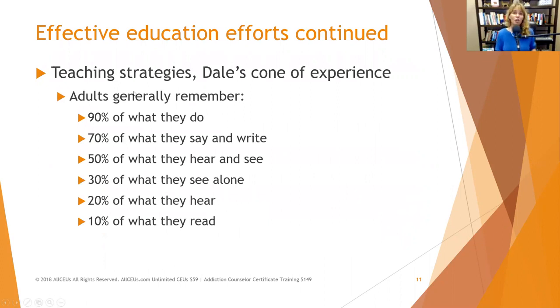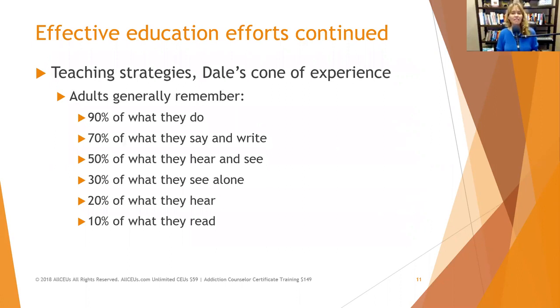Teaching strategies according to Dale's cone of experience, and this is evidently important for you to remember for your test. Adults generally remember 90% of what they do, so we want to have people work with the material. We want to have them complete workbook entries. We want to have them talk about how they could apply it. We want to have them teach it, maybe teach a little part of it, maybe to the group. We want to have them act it out in skits. We want to have them do it, manipulate it.